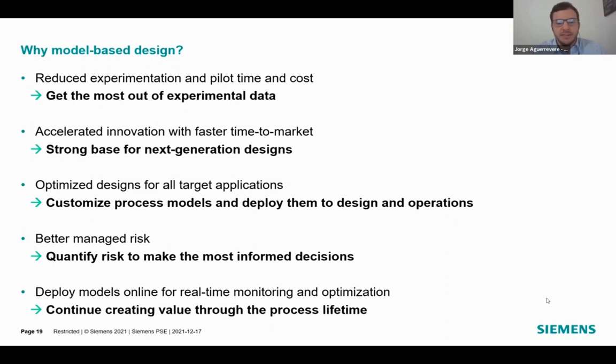Once the equipment has degraded to a degree, a new optimization could be run to find what the optimal set points are for that particular time in the equipment's lifetime.